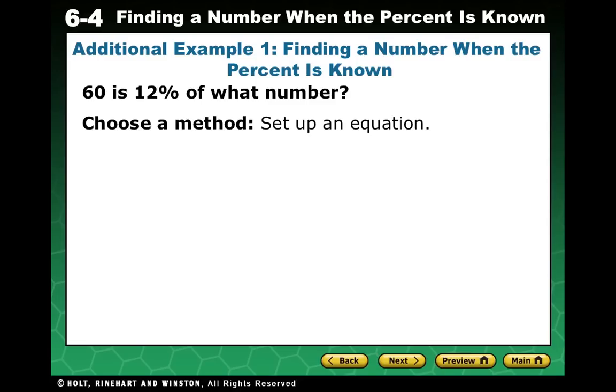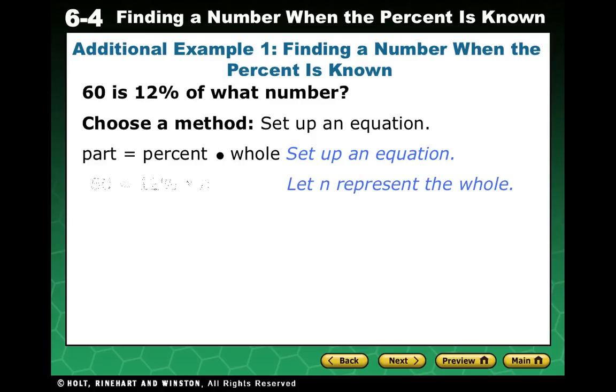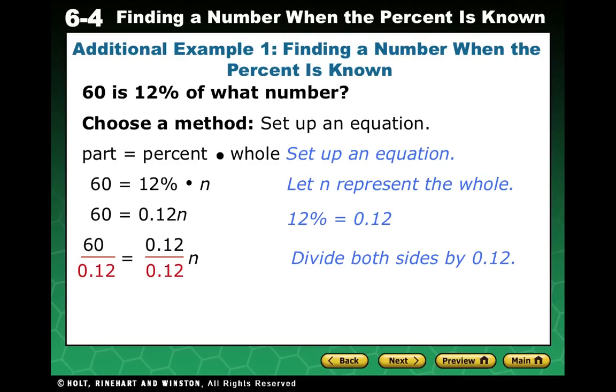So first we're going to be setting up an equation. And yesterday you learned that the part equals the percent times the whole. So we're going to go ahead and use that. We're just going to substitute in our value. 60 equals 12% of n times n. We're going to change that percent to a decimal. Divide both sides by 0.12. And we have n equals 500. So 60 is 12% of 500.